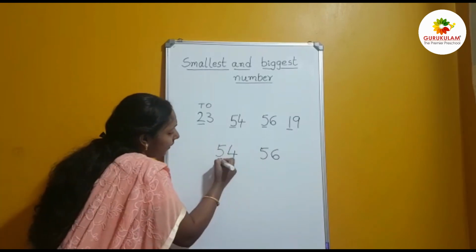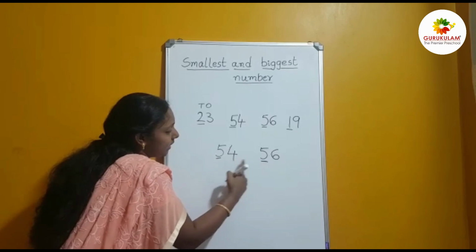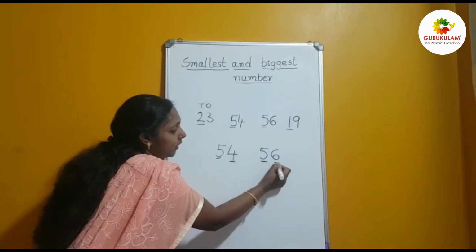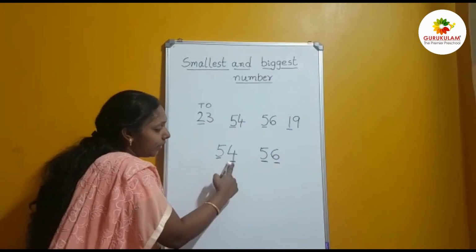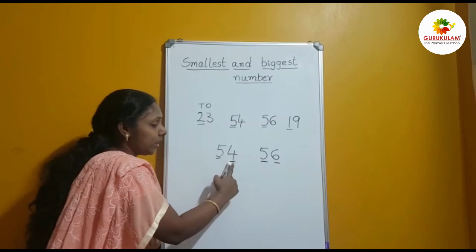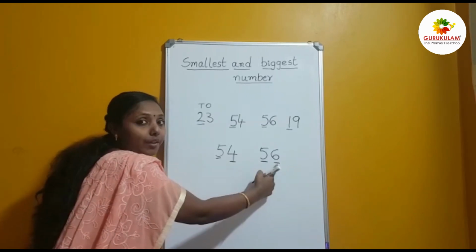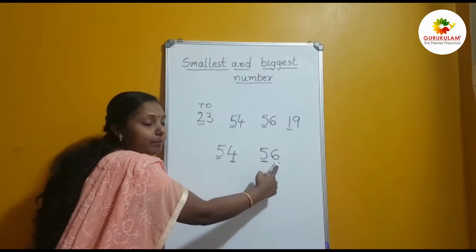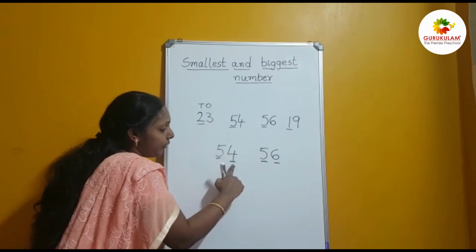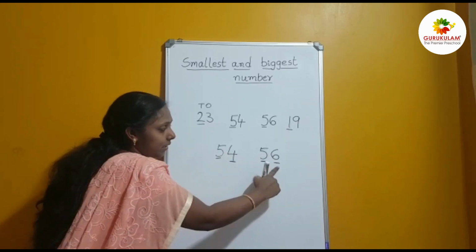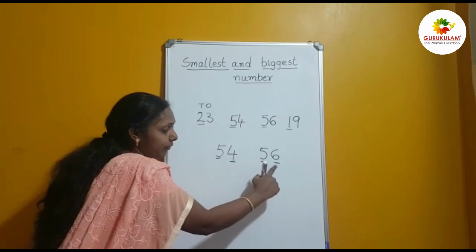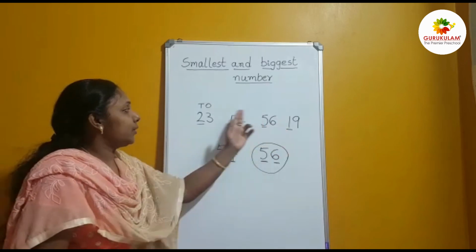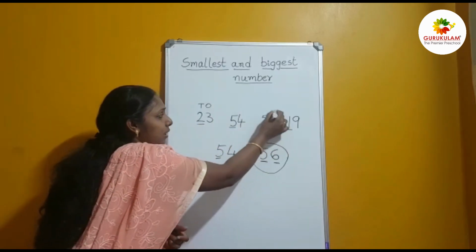Again, when we compare tens place, both are same. So, now we have to compare with ones place. Here 4, here 6. So, already we know 4 is closer to 0, 6 is far from 0. Means 4 is the small number, 6 is the big number. So when we see the numbers 54 and 56, when we compare 54 and 56, 56 is the bigger number. Now among these 4 numbers, 56 is the biggest number.